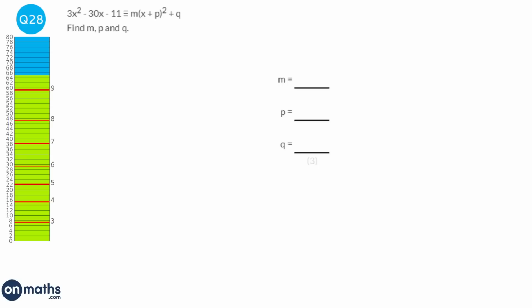We want it to two decimal places, so we're just going to round that to 2.57. This question is all about completing the square, but we've got to do something first.